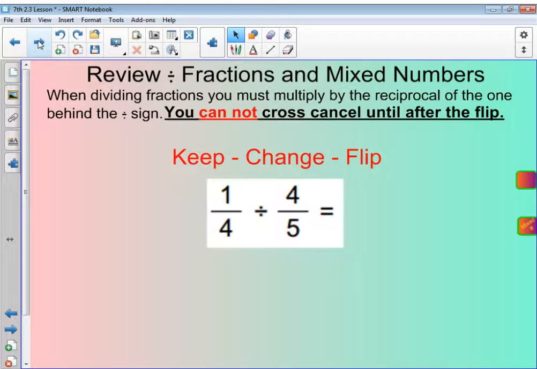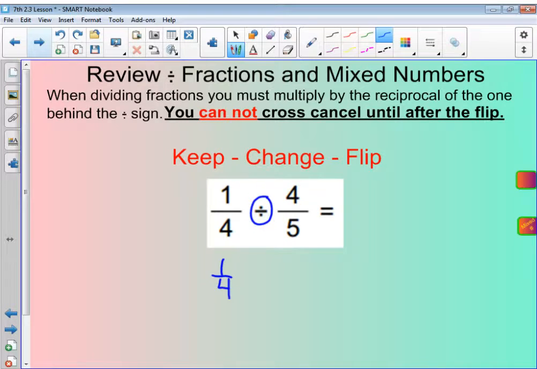and division. So we're going to review really quick what our rules are for dividing. Well, when we divide, remember that visual cue is we have three parts that make up that division sign. So we're going to keep, we're going to change, and we're going to flip. So there's that three-word saying. So I keep the first one, I change to multiplying, and then I flip the last one, so 5/4.